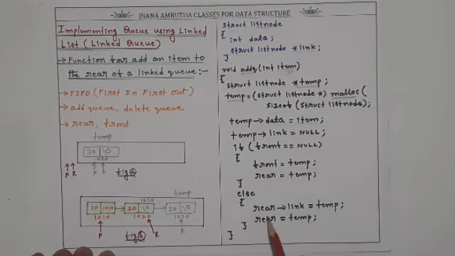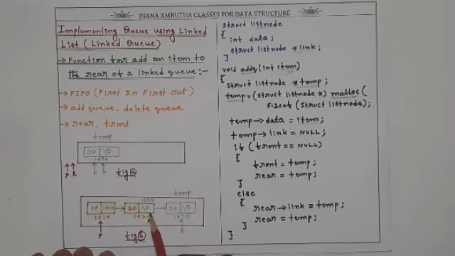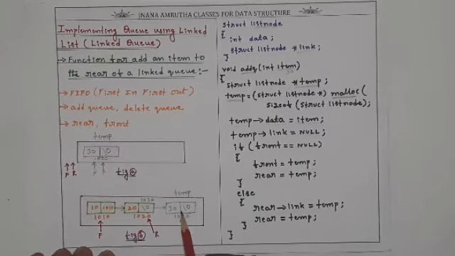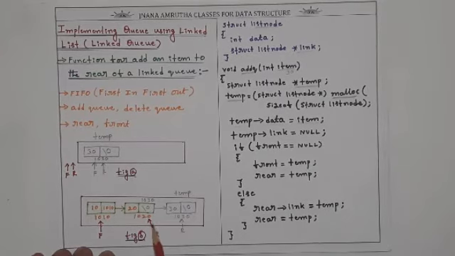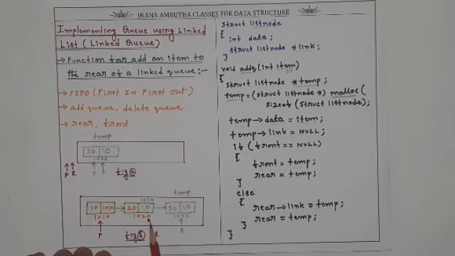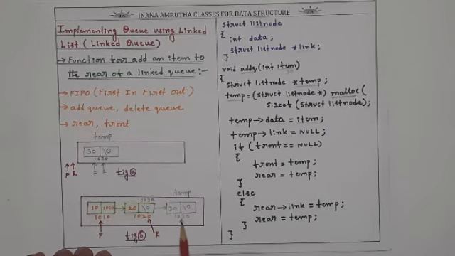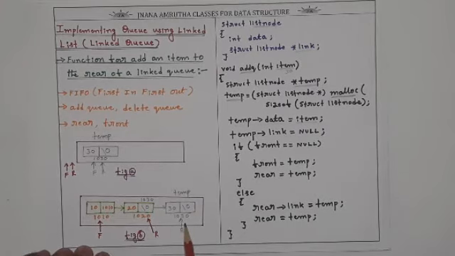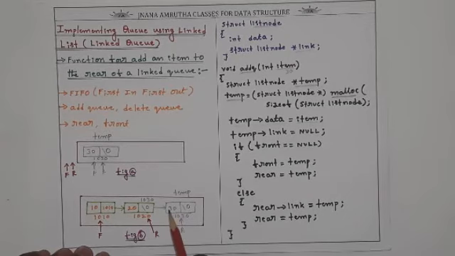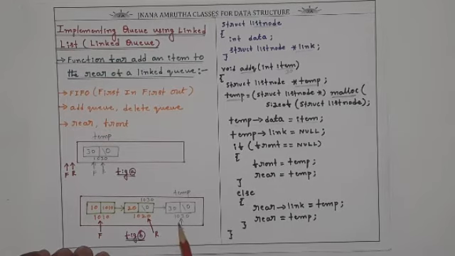Here what we are doing is rear of link equal to temp, as we discussed previously. So rear of link is pointing to the temporary node. Next we move rear from here to here. How are we going to do that? Rear equal to temp. By doing this we are moving rear. By doing this we are inserting the item into a non-empty linked queue.